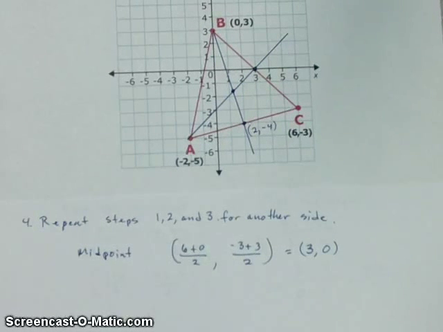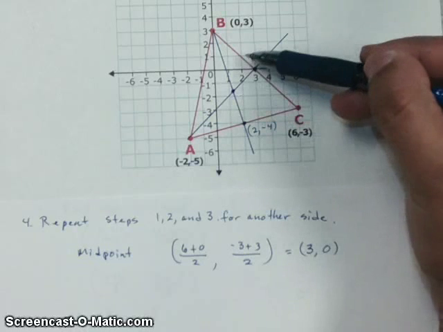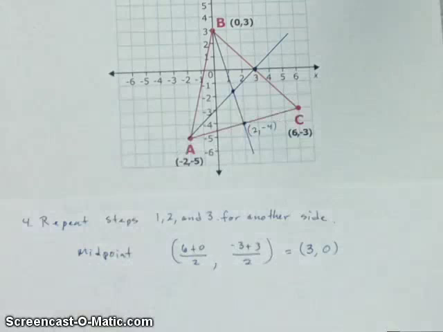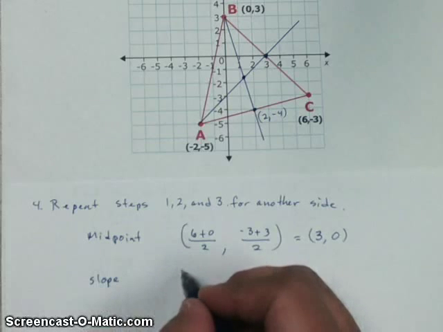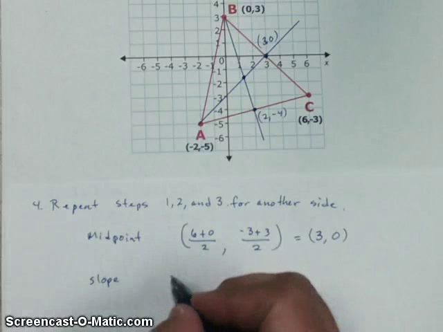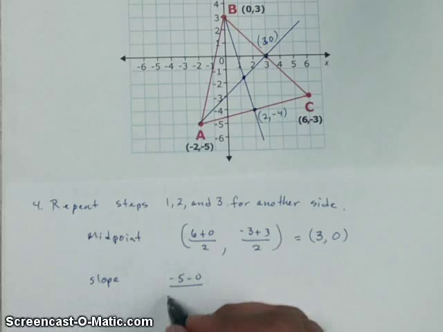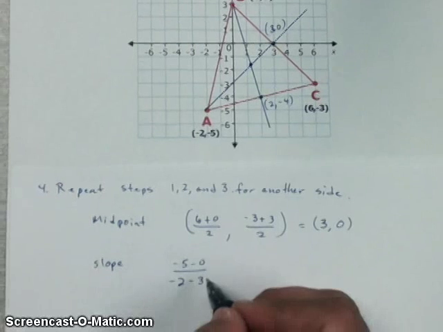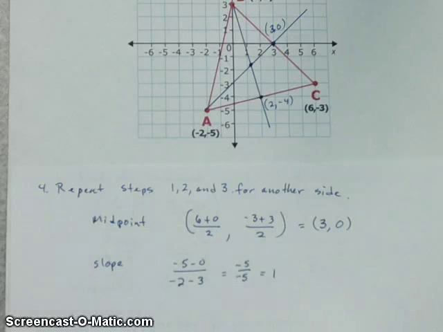Now sometimes we're able to luck out and figure out what that is because it's going to cross at some whole number x and some whole number y, but in this particular case it doesn't, so that means we're going to have to keep going. We found the midpoint, now we have to find the slope. If this is 3, 0, we're going to do negative 5 minus 0 over negative 2 minus 3. This comes out to negative 5 over a negative 5, which is a positive 1.